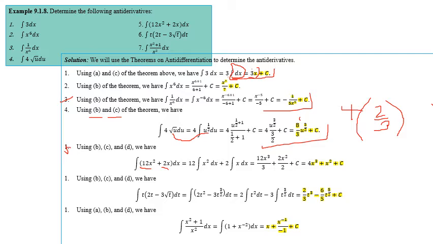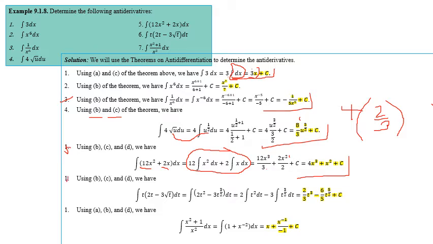So, we have 12. X to the power of 2 plus 1 is 3. Sa denominator is also 3. And then 2x raised to the power of 1 plus 1, 2x squared na siya over 2. So we have 12 divided by 3 is 4, x cubed, 2 divided by 2 is 1, x squared plus C. Kapag diretso ka na, mag-add lang ng 1 sa exponent.